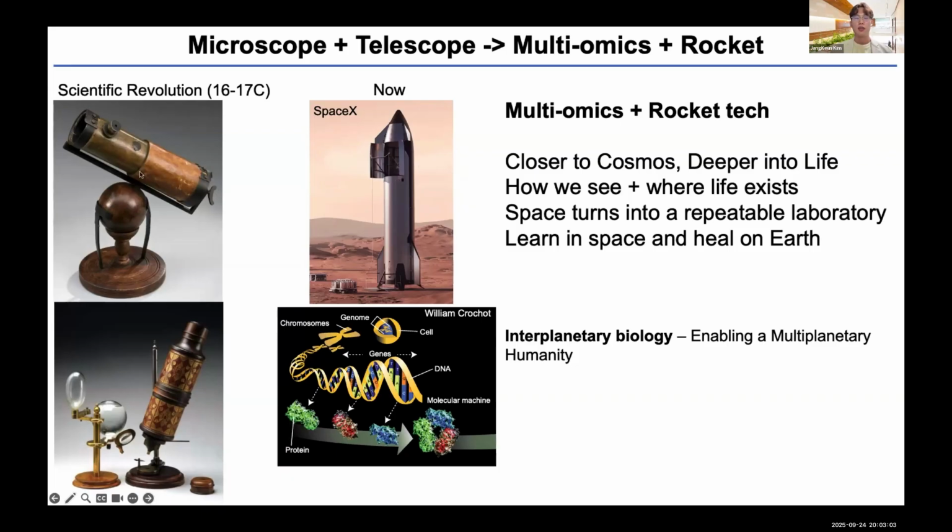The telescope and microscope mainly deal with how we see, but with the rocket and multi-omic technology, now we can add another layer: the way life exists. So based on my interest in the cosmos, space and life, and the background of this era based on the rocket and multi-omics, I started to study interplanetary biology. It's a kind of broad term, but basically I'm trying to enable a multiplanetary humanity based on the understanding of biology and space.